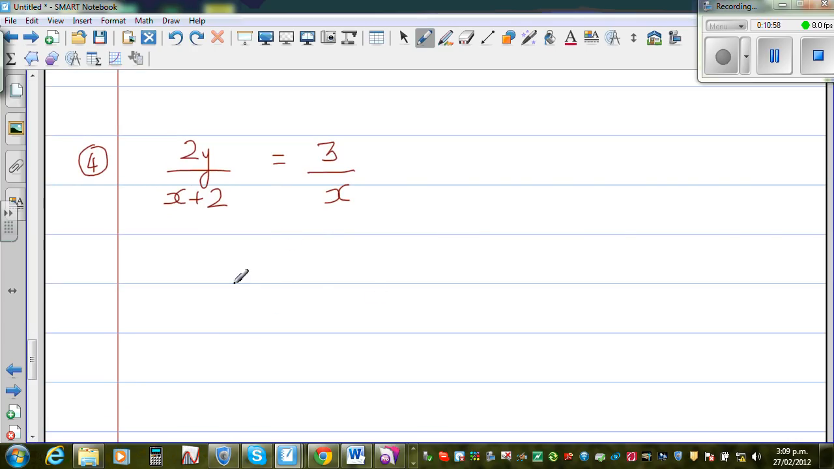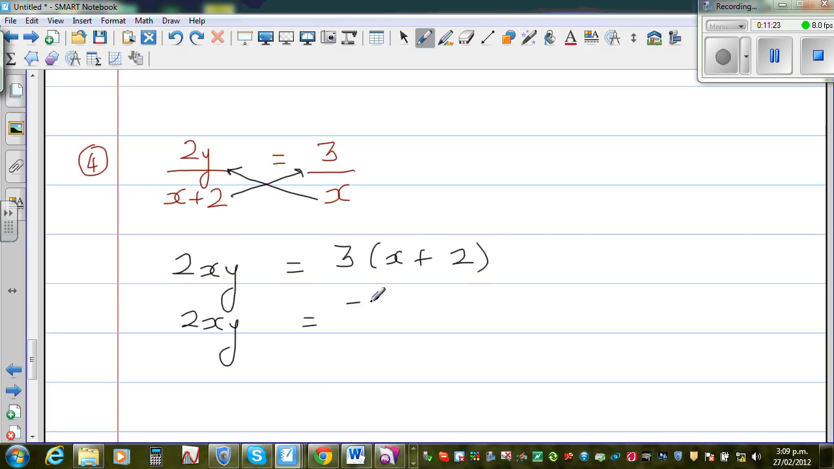So I'm going to do it like this. What can I do? Let me cross multiply. I'll do it fast. So this is 2xy is equal to 3 times x plus 2. This goes up and gets multiplied here, and this went up like this. So this is 2xy is equal to 3x plus 6. So 3 times x is 3x and 3 times 2 is 6.